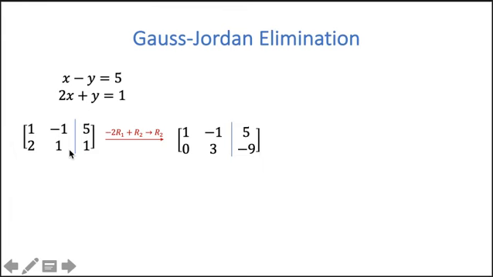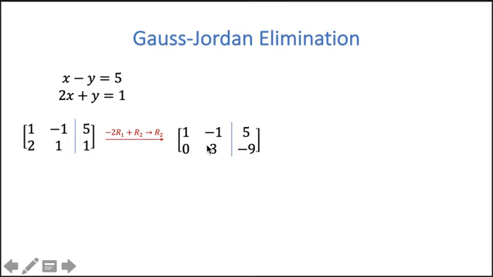And so I get 1, -1, 5, 0, 3, -9. -2 times 1 is -2 plus 2 is 0. -2 times -1 is 2. 2 plus 1 is 3. And -2 times 5 is -10 plus 1 is -9.